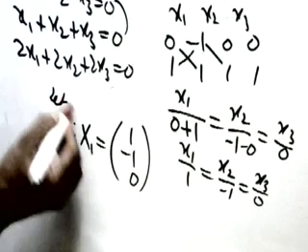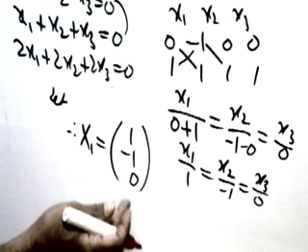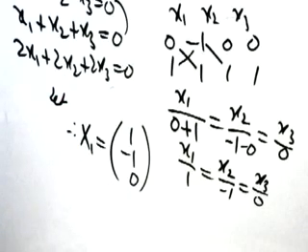You no need to explain everything. Just write like this: let x1 equals 1, minus 1, 0. So we got the first vector. Similarly, we have to find the other two vectors.